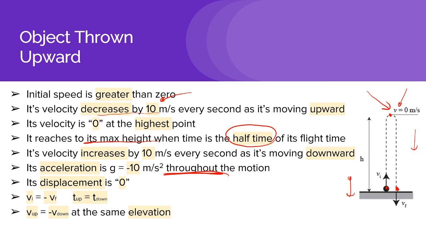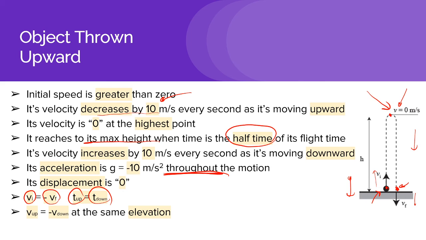So gravity never disappears, it's always there. So your gravitational acceleration is always going to be negative 10 or negative 9.8. And your displacement, since you start from one point and end up at the same point, is 0. So your initial velocity is going to be equal in magnitude to the final velocity, but one is going up, the other is going down, so it's going to be negative. And t up equals t down.